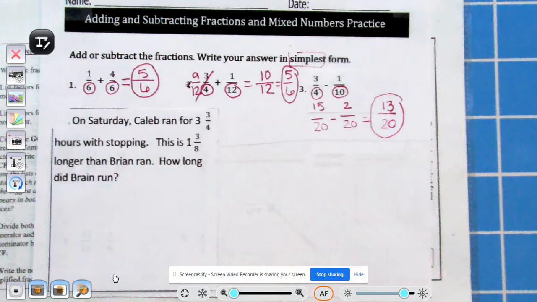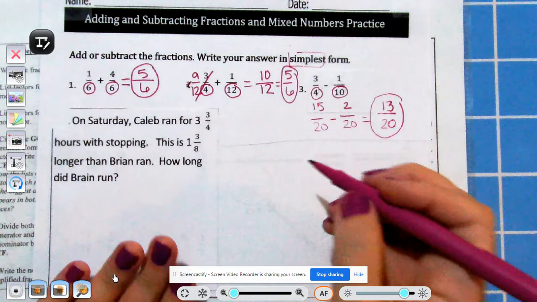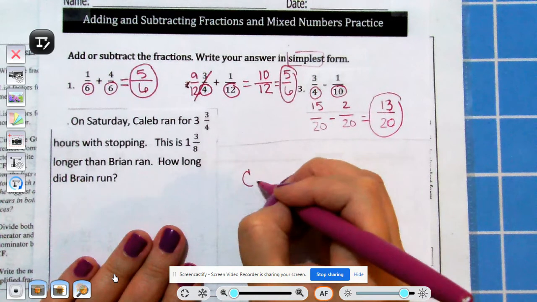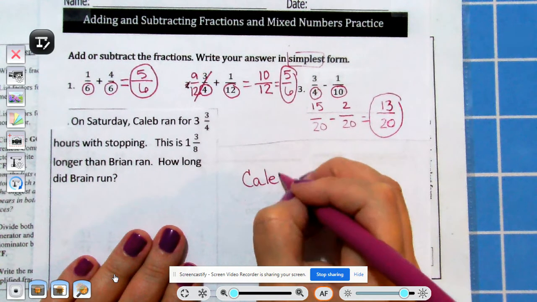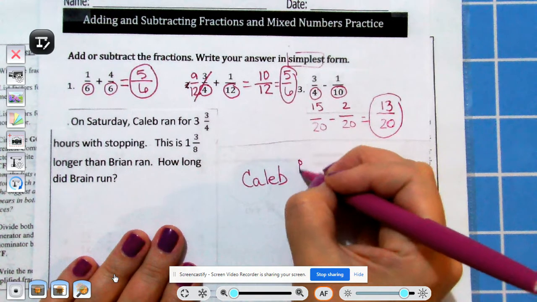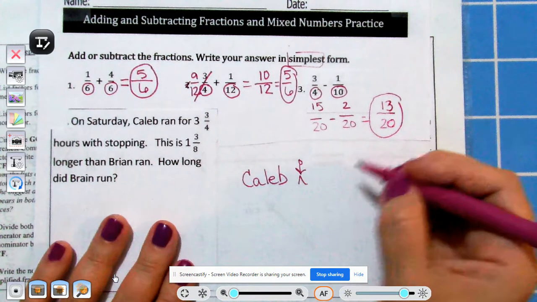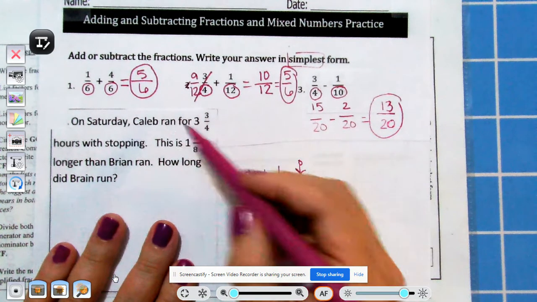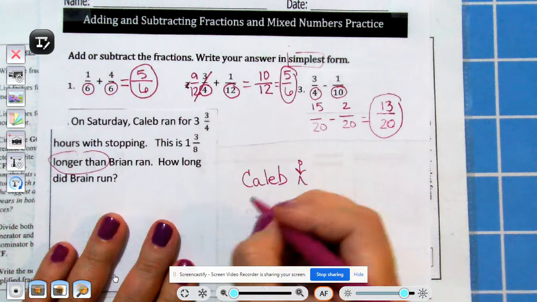Right, then we have a word problem. On Saturday, Caleb ran for 3 3/4 hours without stopping. This is 1 3/8 longer than Brian ran. How long did Brian run? So Caleb, we know that Caleb ran longer than Brian.